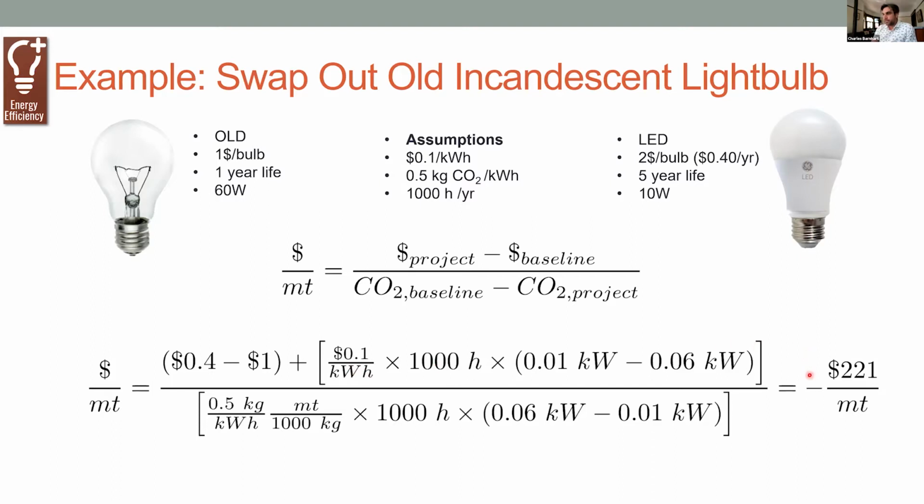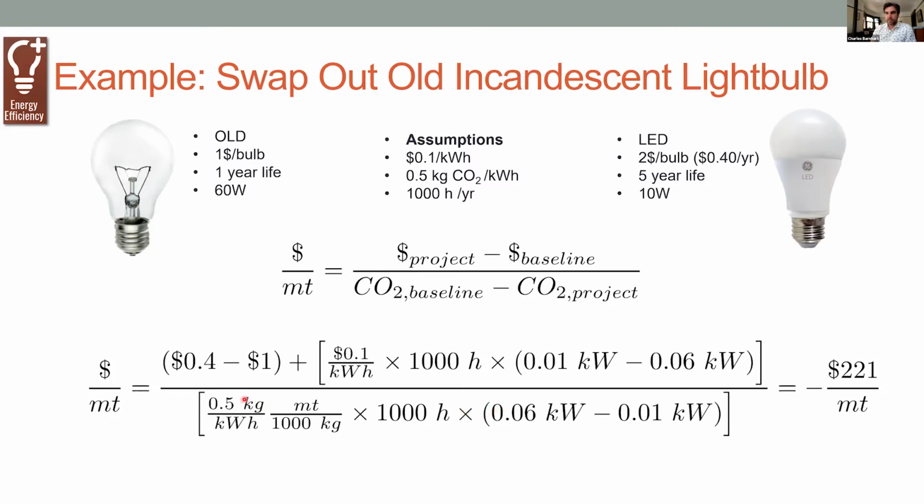I should have done this stepwise instead of jumping right to the answer, but you can verify whether the math is correct. On the denominator, we have the carbon intensity of the fuel. The fuel is electricity, so 500 grams per kilowatt hour. We have to convert that to metric tons, because that's the units that the marginal abatement cost is always put in. And so here's 0.5 kilograms. One metric ton has 1,000 kilograms, so that's just a simple conversion there.